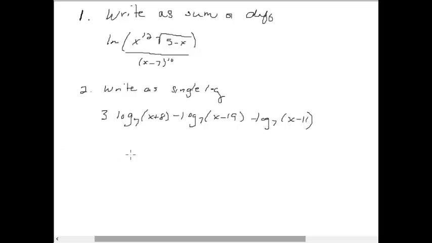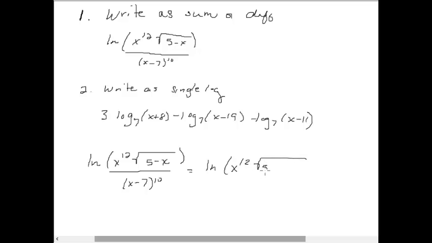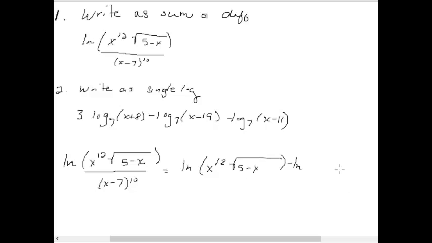Okay, so let's go ahead and write this first one as a single log. Or, I'm sorry, as the sum or difference. So we'll stretch this one out. Okay, so we have one quotient here, so the first thing I'm going to do is split it. So I would say, okay, this is the natural log of the top, which is x to the 12th times the square root of 5 minus x, minus the natural log of, let me give us a little more room, the denominator, so that's x minus 7 to the 10th.